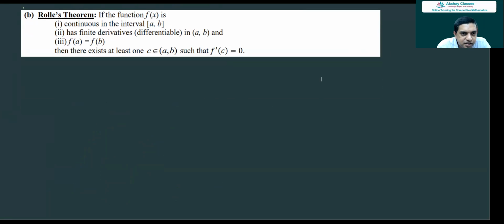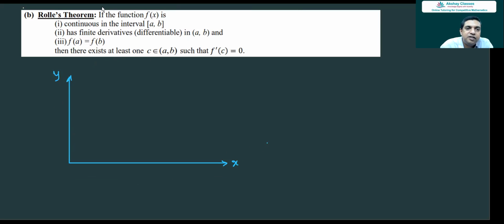It is continuous in the closed interval AB. It is differentiable in the open interval AB. And at the extreme ends, the function values are equal. Then there exists at least one interior point C where the derivative becomes 0. So now let us study this Rolle's theorem. This is an easy theorem to understand. It's not a difficult one.